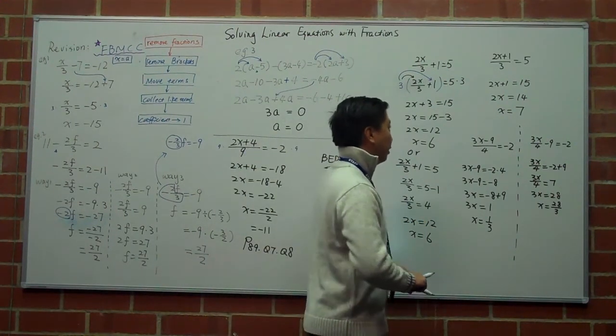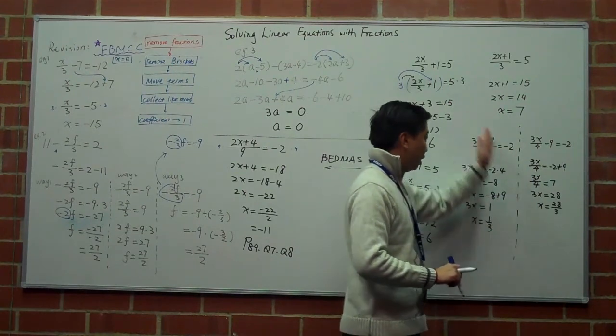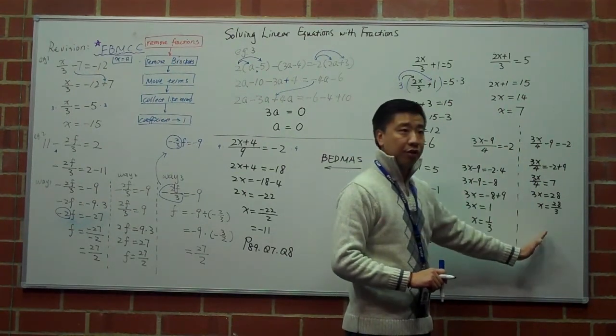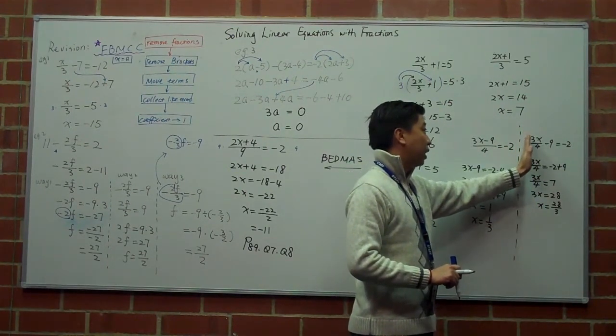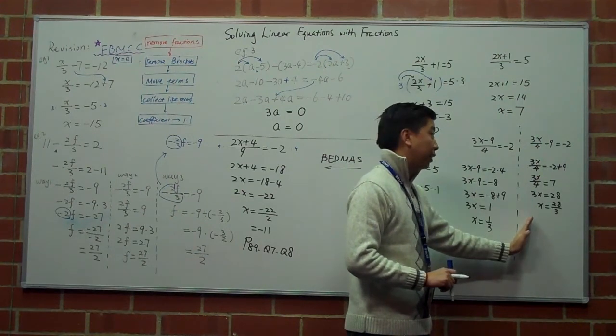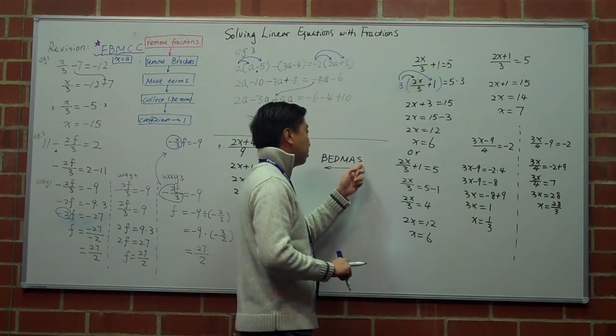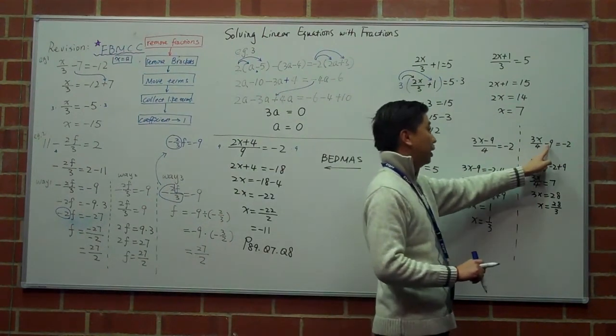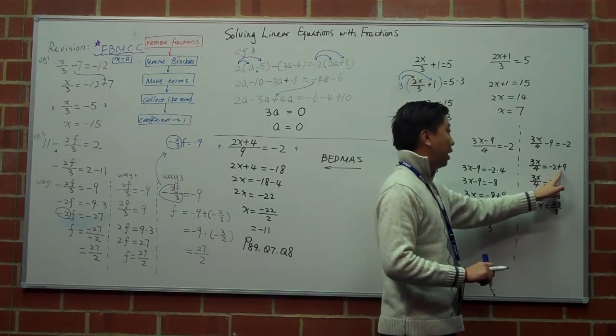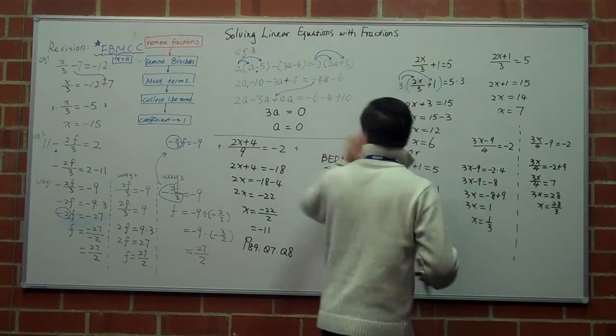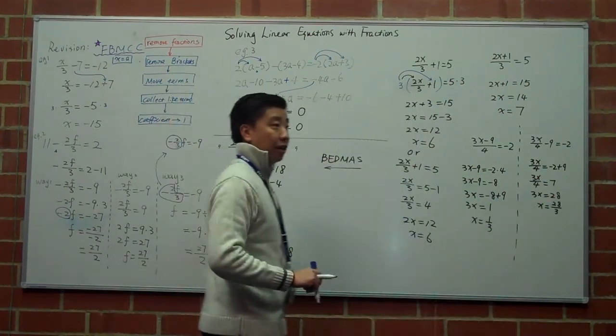Okay, now these are the solutions to those two questions. And also I need to emphasize on these questions again. I need to follow BODMAS in reverse, so subtraction and addition first. So here is subtraction, we do that first. And then you follow this method.